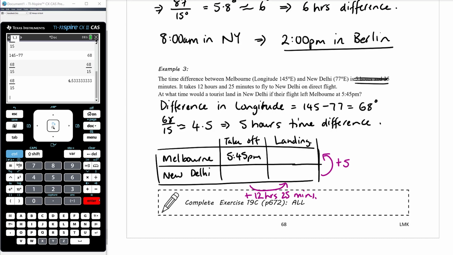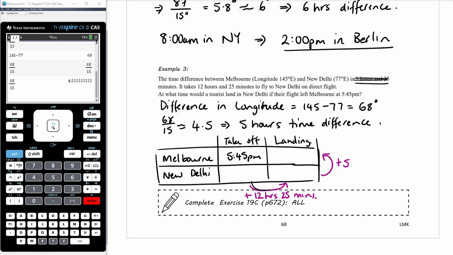So either you're working out their landing time at Melbourne time first, and then you change that to New Delhi time, or you're working out what time they're taking off on New Delhi time, and then you add on your 12 hours and 25 minutes to work out when they land. So it doesn't really matter which way around the table you go. You're either going to go from here to here and then here to here, or from here to here and then here to here. But it's just being clear about what it is that you're actually calculating. I think a little table like this helps you to sort that out.